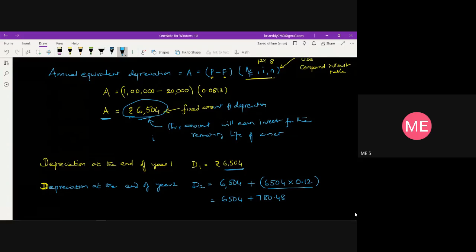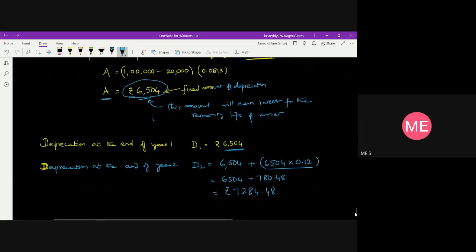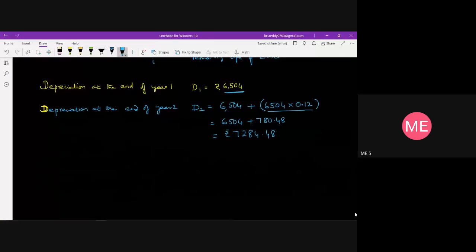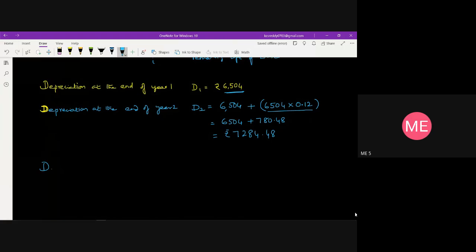So together I'll be getting around rupees 7284.48. So this is the depreciation at the end of second year. Similarly, at the end of third year, depreciation at the end of third year, so net depreciation we are going to calculate. Net depreciation, that is D3, the constant depreciation which will come every year.